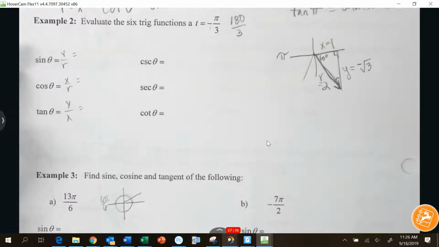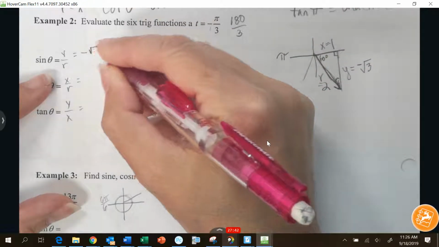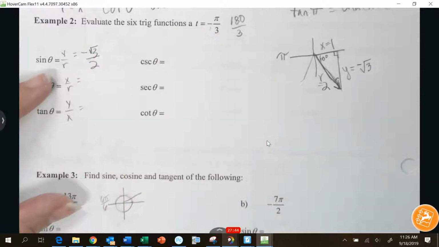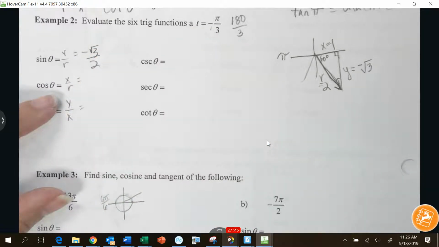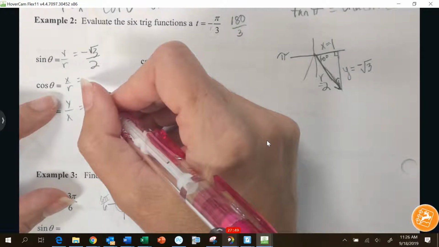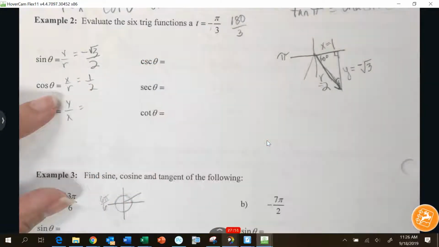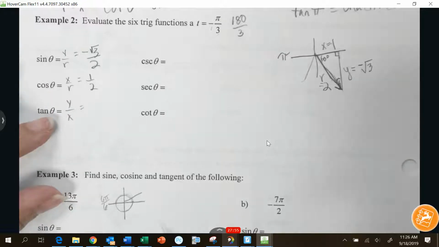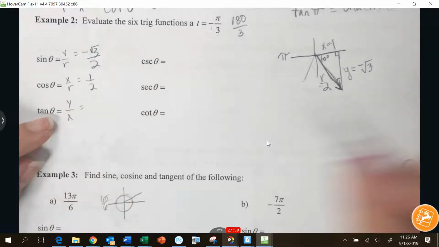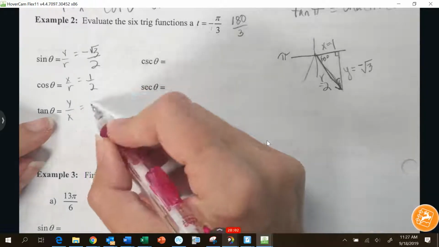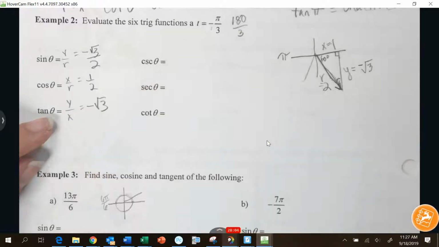So I'm doing the sine of 60, or the sine of pi over 3, but in the 4th quadrant. That's going to be negative radical 3 over 2. The cosine is going to be 1 over 2, and that'll be positive. And then the tangent is going to be the y over the x, so negative radical 3 over 1, which I don't have to write the over 1.